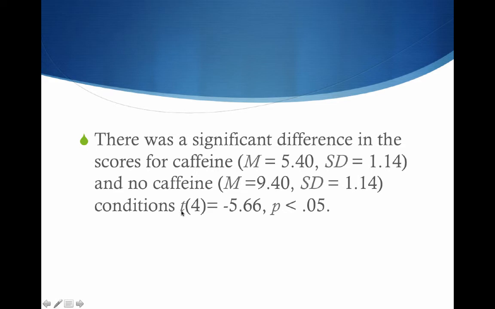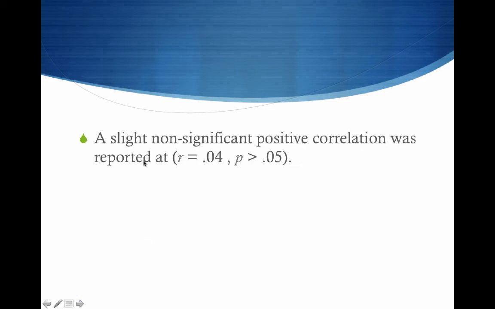And then you'll see the t value here. t(4), this is the df, equals negative 5.66, which is the t value. And then p, italicized, is less than 0.05. A slight non-significant positive correlation was reported at r, italicized, equals 0.40, okay? And then p is greater than 0.05. This was rounded up to 0.04. p is greater than 0.05.